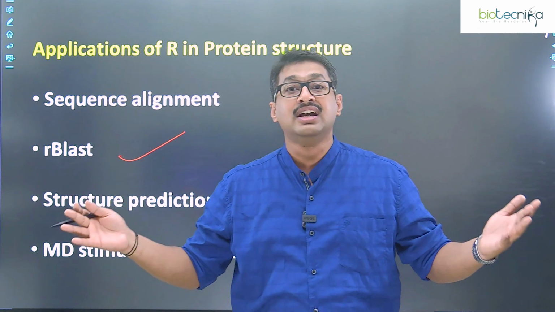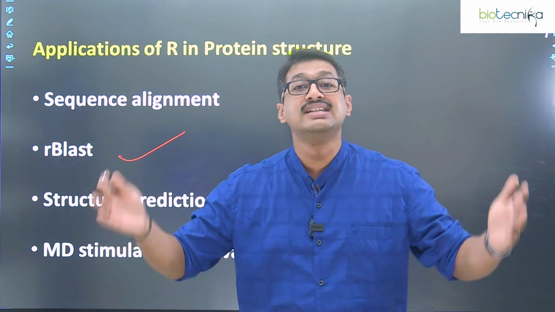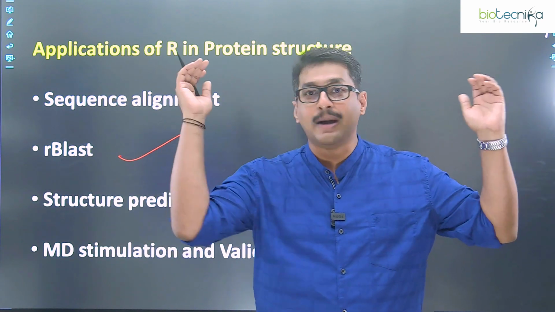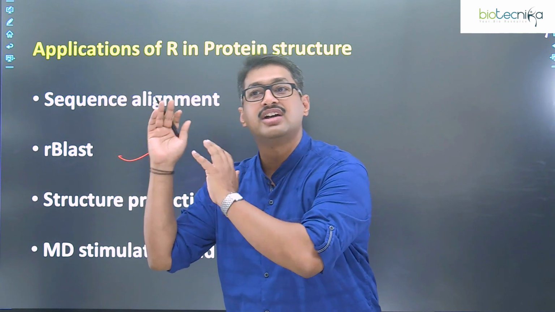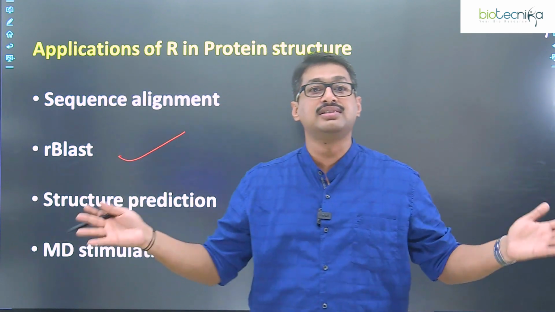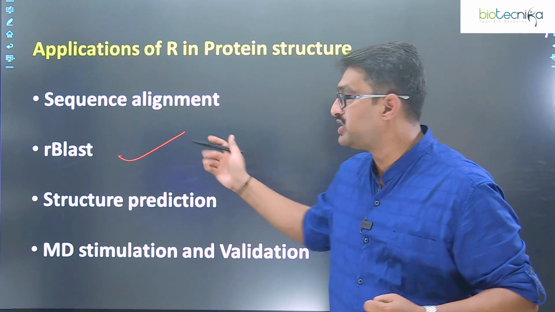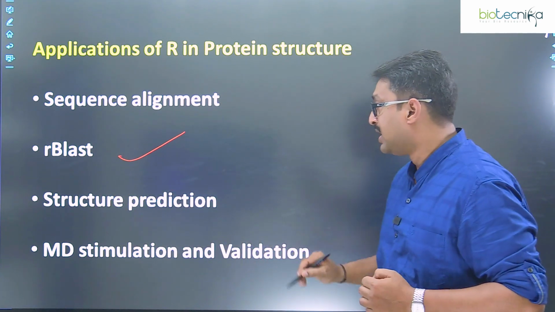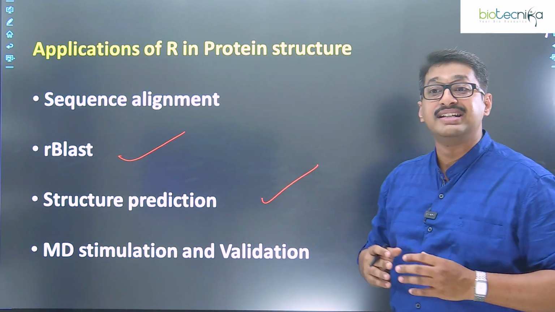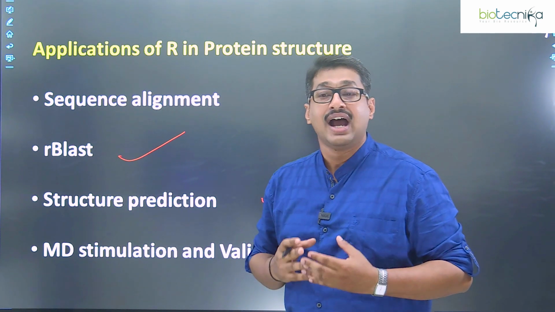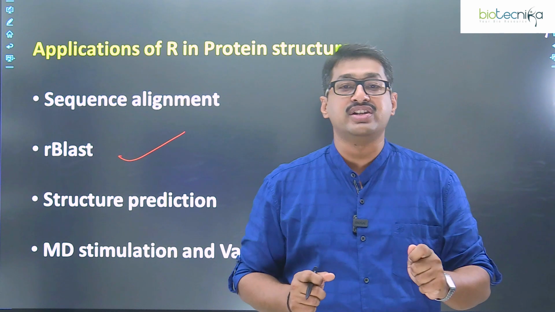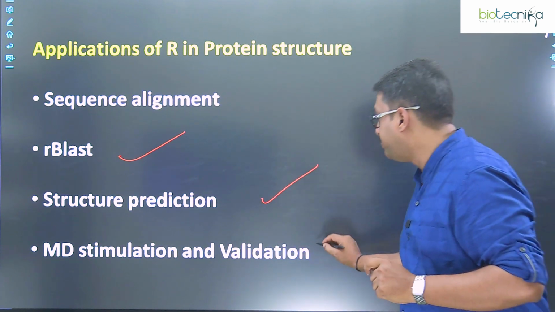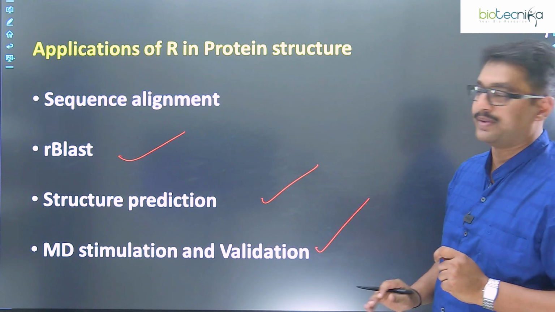Yes, you heard me right. It will allow you to align genomes. So one complete genome of an elephant could be mapped against a genome of an ant, and this is a powerful tool called R-BLAST. This also helps in understanding protein structure prediction, and very importantly, molecular dynamics and simulation studies with their validation could be performed using the R language.